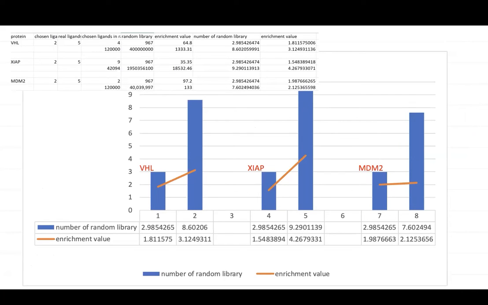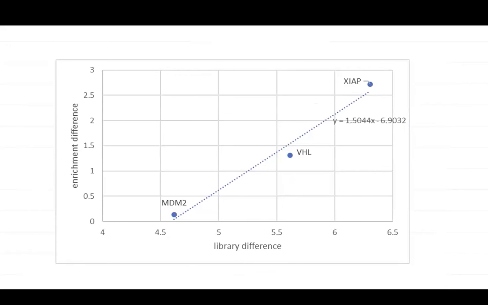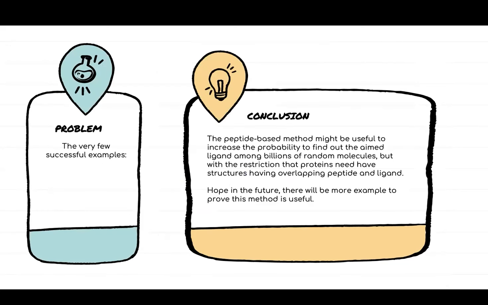But from this data, it is not very obvious to tell the relationship between the enrichment value and the number of small molecules in the library. So I made a scatter plot to try to find out the regularity behind. We can roughly say that the difference in number of molecules and the difference in enrichment values are correlated, but we need more examples to make it more precise.